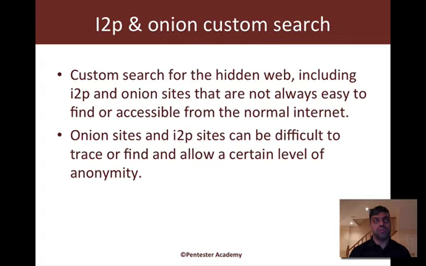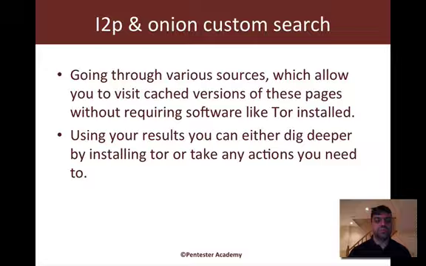Another custom engine is the I2P and Onion custom search. This engine is quite interesting because it basically searches the hidden web. It looks for sites that are not easy or widely accessible and sometimes require special software. And it goes through a number of sources which allow you to visit cached versions of these pages, and to do this without using Tor or related software. And once you dig deeper, you can then set up Tor and use it if you need to.